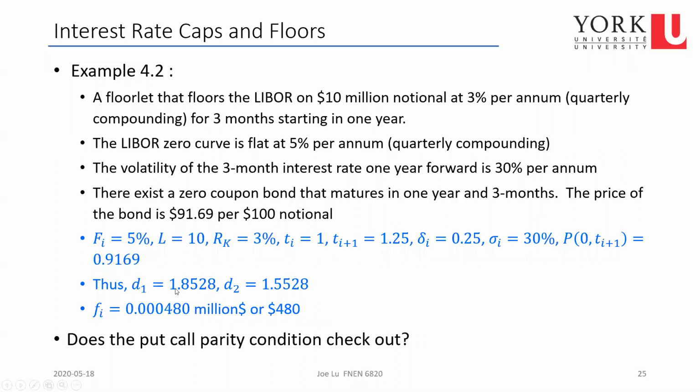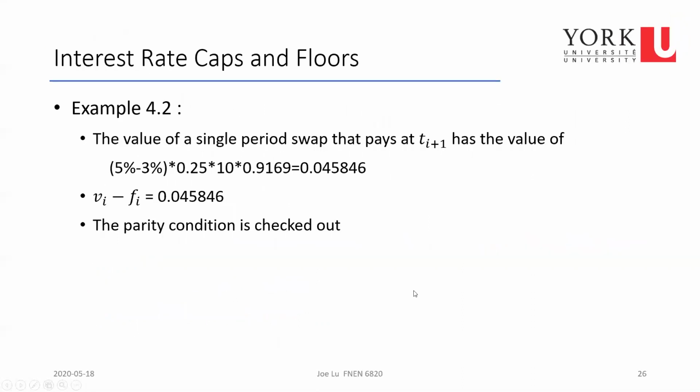So you essentially have the same information as we had before. Then we just calculate this with the floorlet formula to get the floorlet value. In this case, the floorlet has a very small value. It's only $480. We can check that the put-call parity actually holds as well.